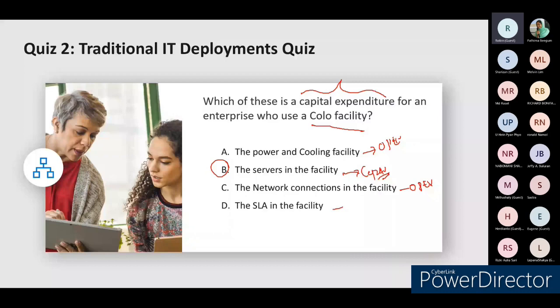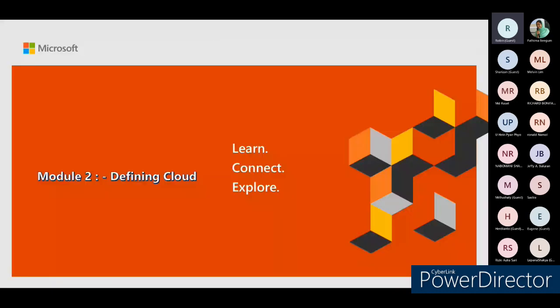There are new terminologies coming here. I know we'll have a discussion right now. Now that's about the first portion of the event. So we learned the cloud certification. We understood the on-premises part. Now let's move to the next topic called defining a cloud.